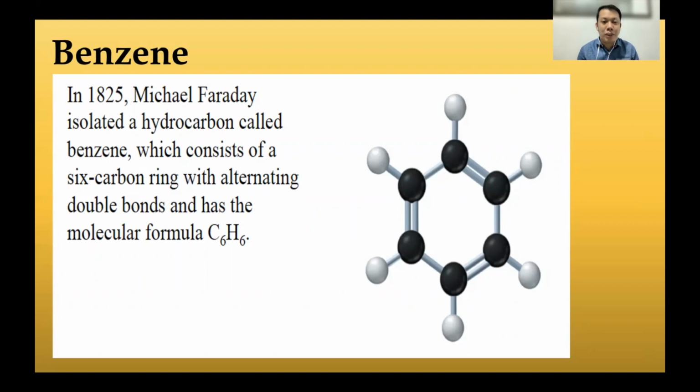However, in this example of benzene, there are three alternating double bonds. And because of that, the molecule formed has a planar structure, with the chemical formula of C6H6. So this leads to the discovery of benzene. And also, benzene is classified as an aromatic hydrocarbon.